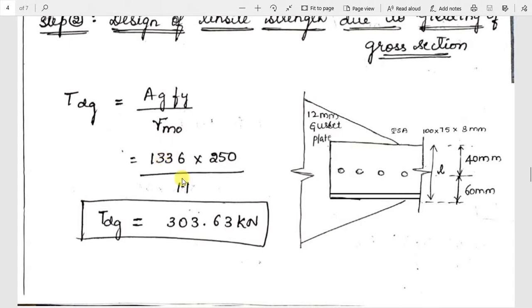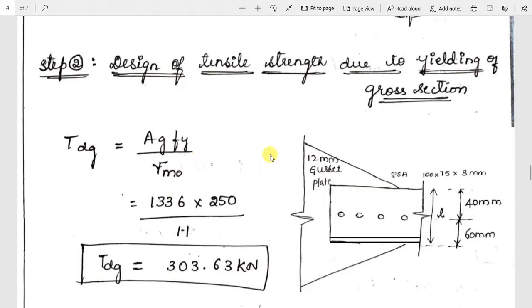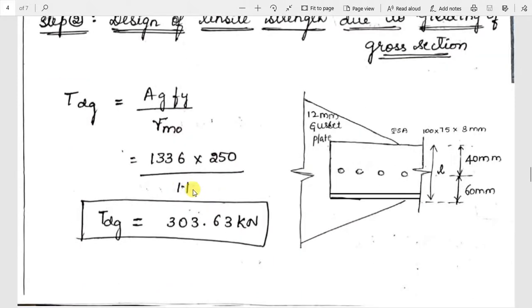So here you have to substitute in mm. So 1336 will be the gross area of this 175 8. So Fy is 250, gamma m naught is 1.1. So TDG will be 303.63 kilonewton.